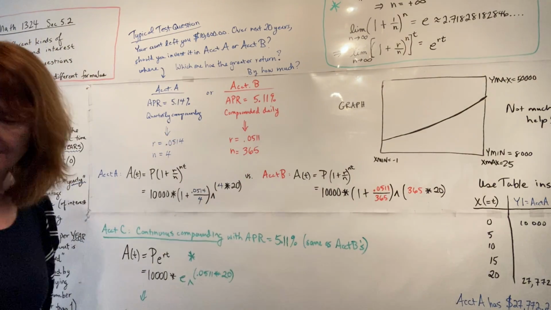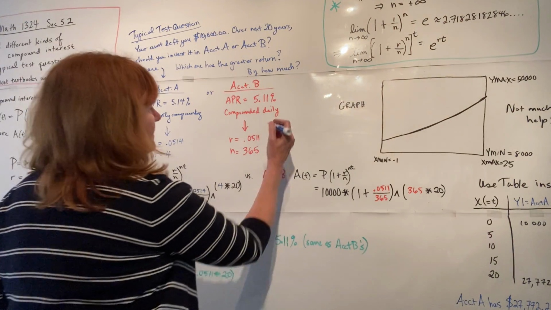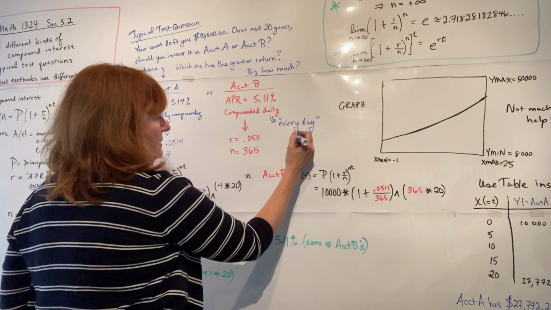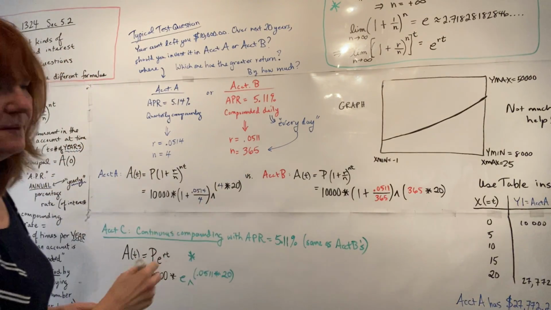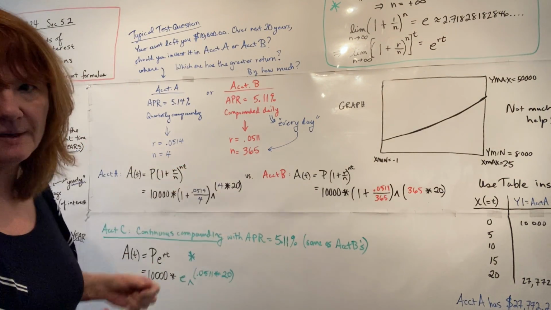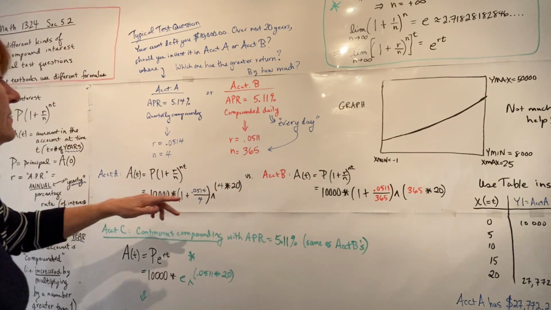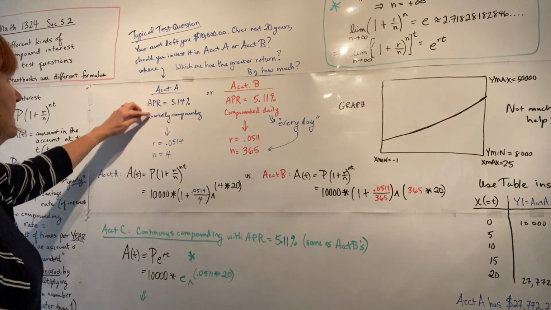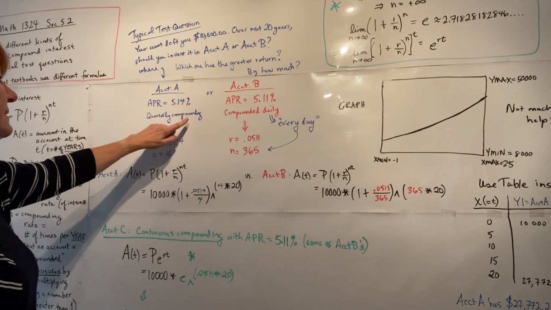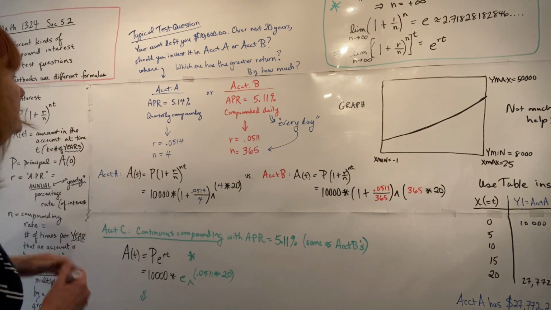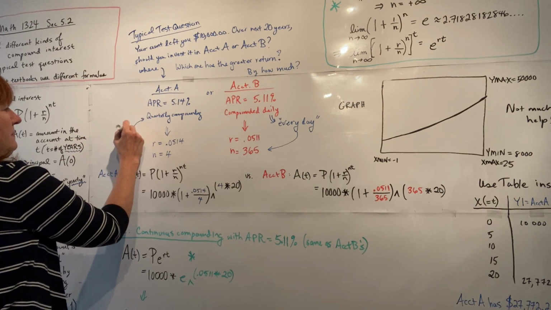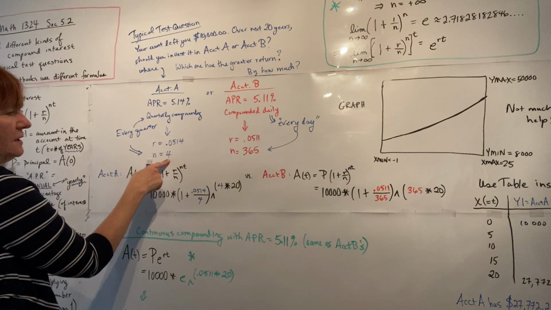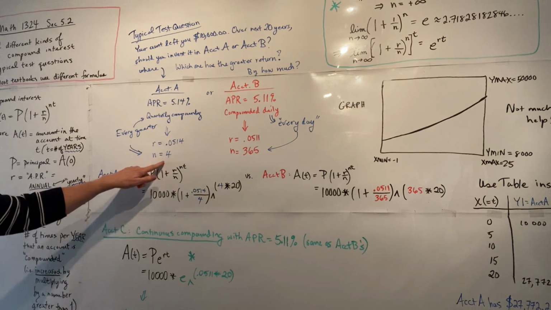Daily means every day. How many days are there in a year? Right? That tells you that N in that case will be equal to 365. The number of times they're compounding your account is 365. The interest rate R would be written as 0.0511. And over in account A, here they were only doing quarterly compounding. That means compounding every quarter. Every season, right? Every quarter of a year. So that gives us that there are 4 compoundings per year, excuse me, n is equal to 4.